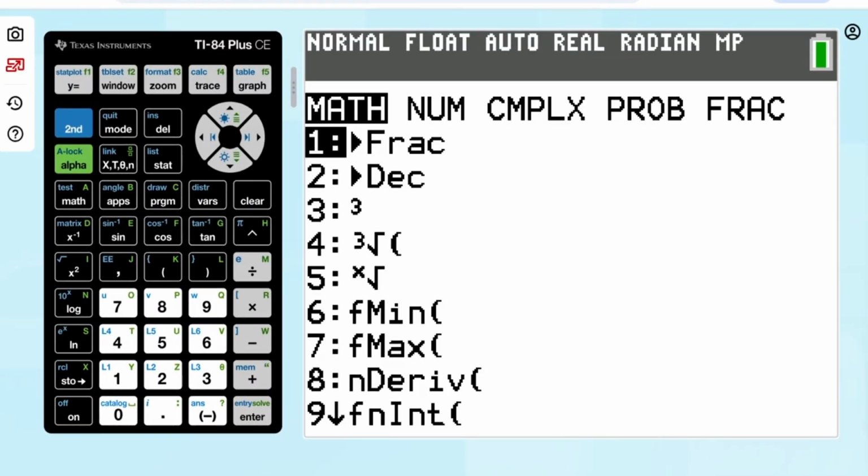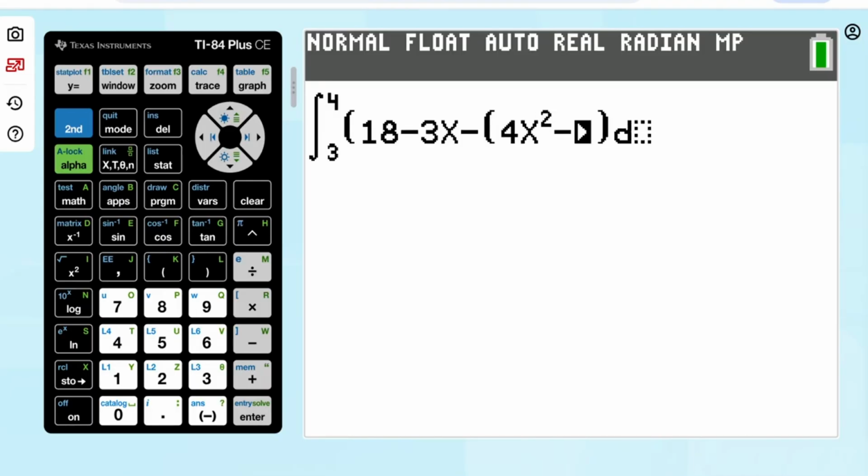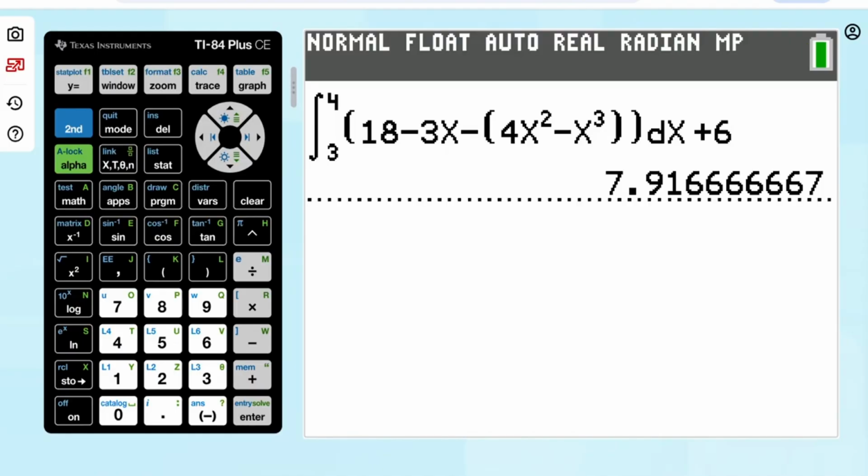We're going to do math, and we're going to do option number 9. We wanted the integral from 3 to 4 of 18 minus 3x. And then we're going to subtract the other function, which was 4x squared minus x to the third. And we've got our dx out there. And then we're adding to it 1/2 of 2 times 6, which is just 6. And so when we do that, it looks like we get 7.917.